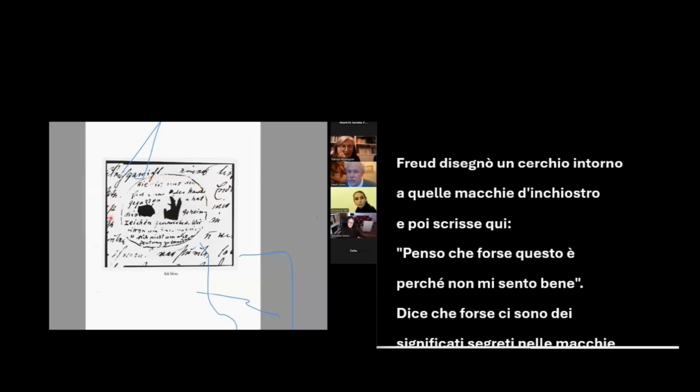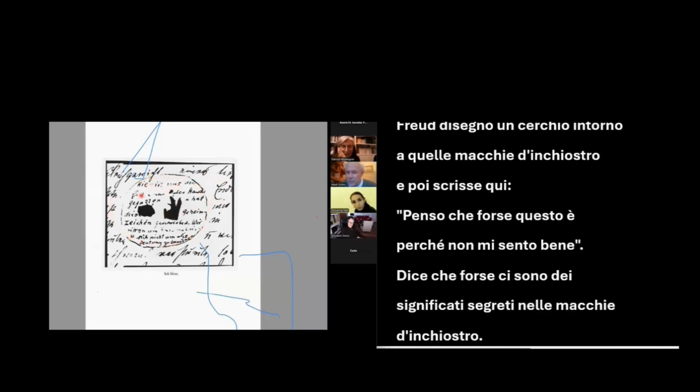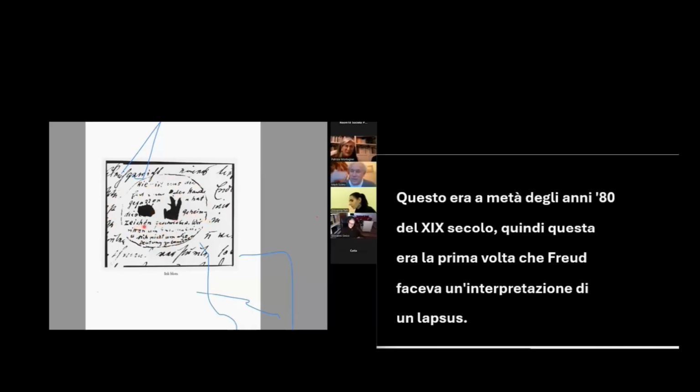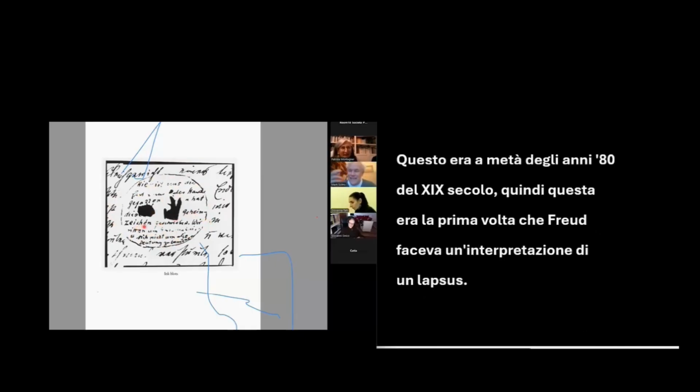So Freud drew a circle around those ink blots, and then he wrote in here, I think that maybe this is because I'm feeling so hit up. He says, maybe there's some secret meaning in the ink blot. This was in the middle of the 1880s. So this was the first time that Freud made an interpretation of a parapraxis, of a slip.